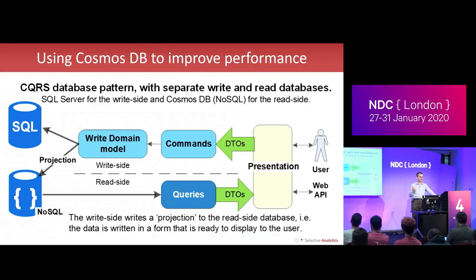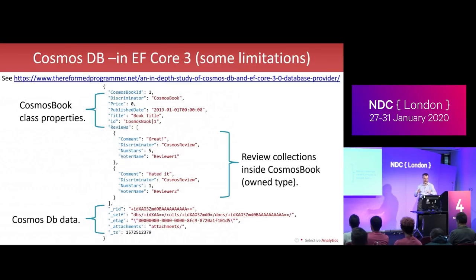I rebuilt this with Cosmos DB, and it's lovely, right? In my book, I went up to 500,000 books with RavenDB, and it was fine. It was really, really, really fast. I haven't totally timed this one because I've got a whole other set of stuff that I'm doing along with it, but it's looking like it will be just as quick. In doing that, I spent a lot of time looking at Cosmos DB in EF Core 3.